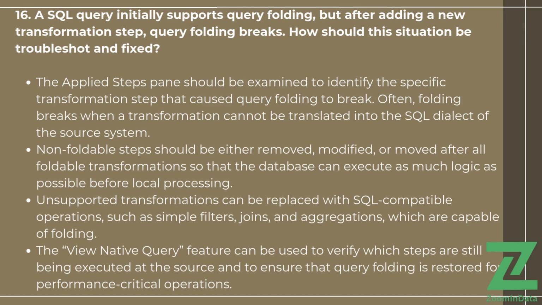Non-foldable steps should be either removed, modified, or moved after all foldable transformations so that the database can execute as much logic as possible before local processing. Unsupported transformations can be replaced with SQL-compatible operations, such as simple filters, joins, and aggregations, which are capable of folding. The View Native Query feature can be used to verify which steps are still being executed at the source and to ensure that query folding is restored for performance-critical operations.